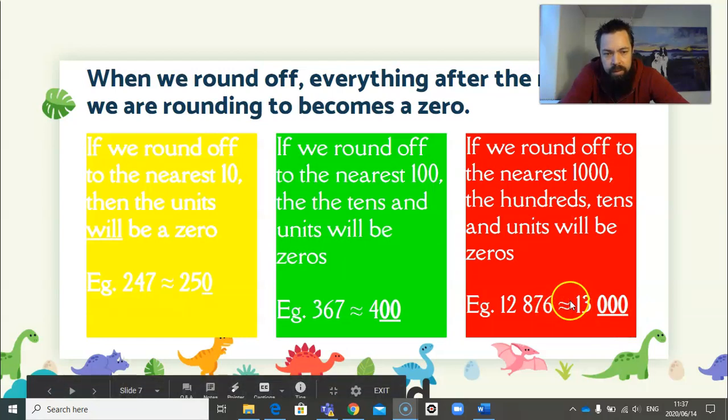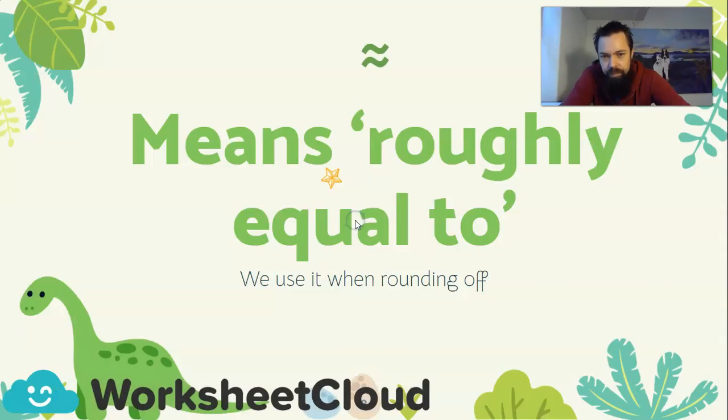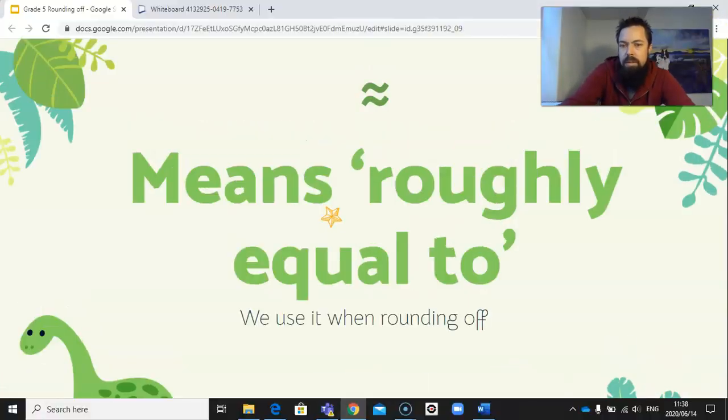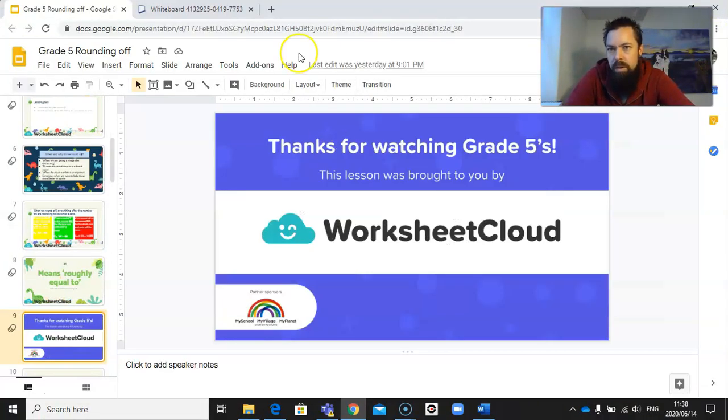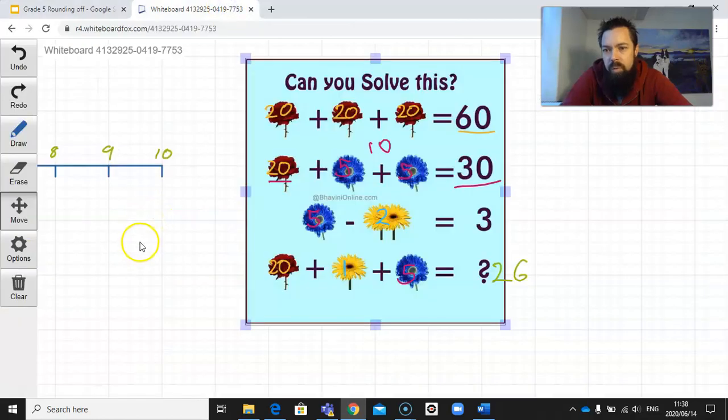Okay, I'll come to what this weird little wavy equals sign is in a moment. There it is. It means roughly equal to. When we're rounding off, if we said it was equal, it would mean that they were the same. So roughly equals means it's close to, but not quite the same. All right, let's go to our whiteboard and do some workings.